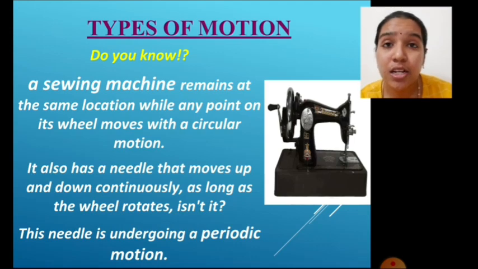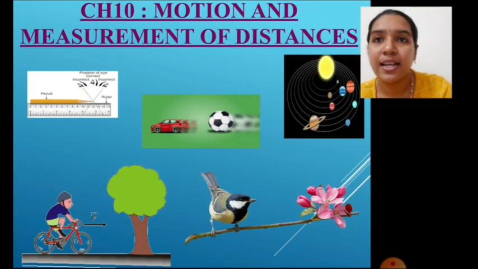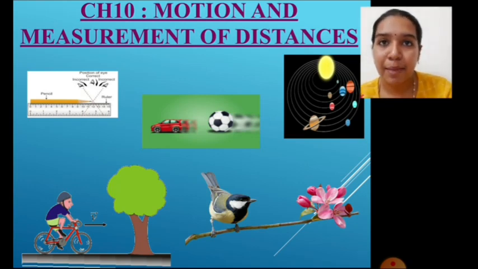For example, a sewing machine, which shows circular motion at the wheel and a periodic motion of the needle which is fixed to it, and they show the movement when they are used. So children, this is about motion and measurement of distances.